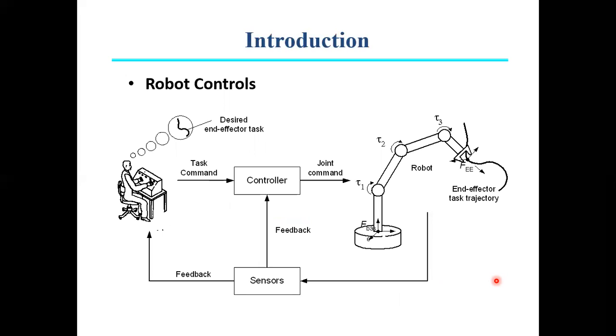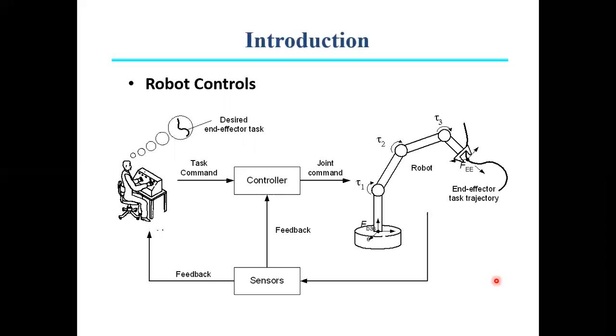Robot control: this is the basic concept of how to control the robot with a computer. The task command given by the instructor is given to the controller. The controller gives the joint command to each joint, that is, how much torque is required.